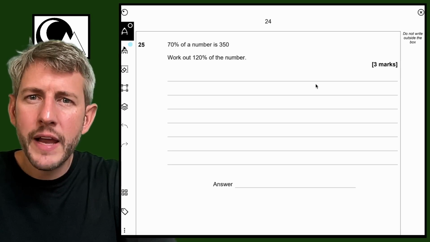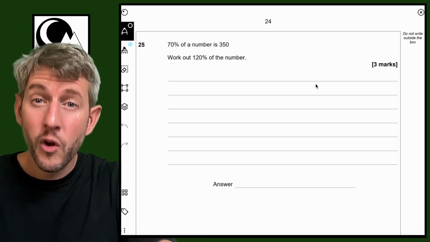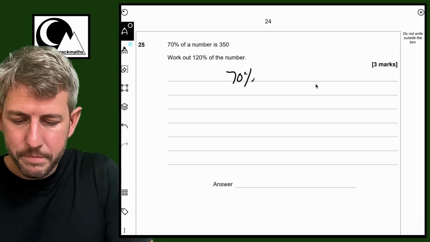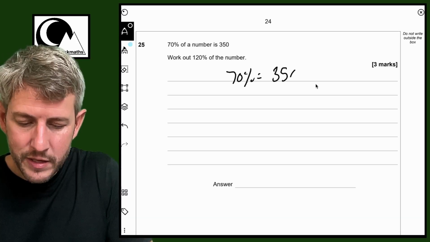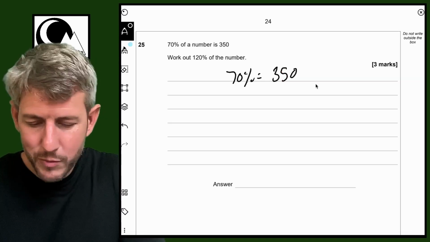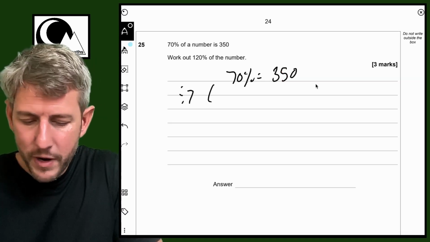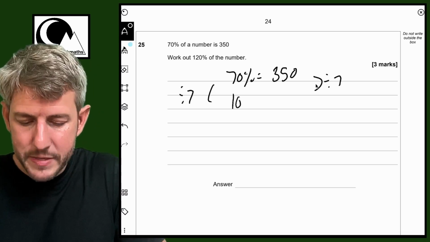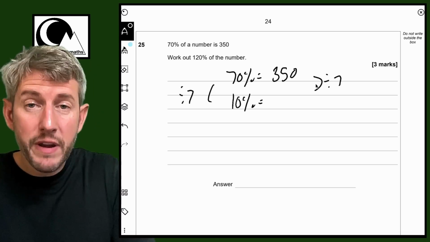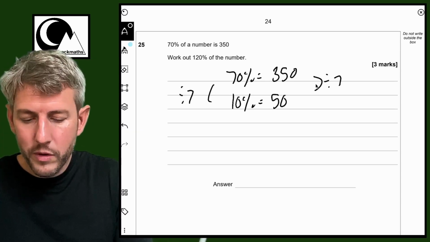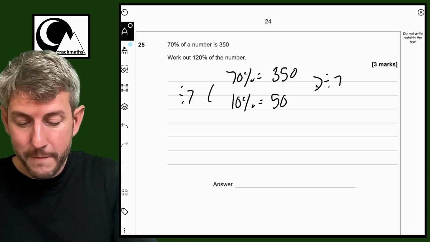70% of a number is 350. Work out 120%. So we know that 70% equals 350. So I can see that this is nicely divisible by 7. Okay, so what I'm going to do is divide both sides by 7. Divide both of these quantities by 7 to get 10%. Okay, so 350 divided by 7 is 50.